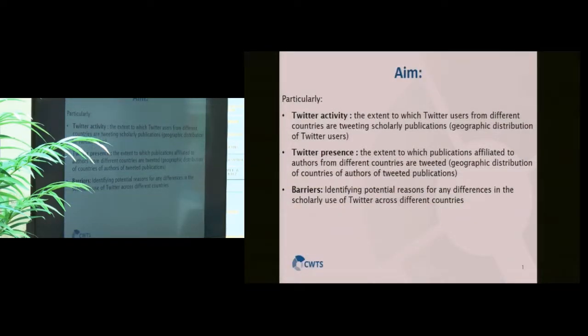So with this study, we aim to analyze both Twitter activity and Twitter presence across different countries. And with Twitter activity, we mean the extent to which Twitter users from different countries are tweeting scholarly publications. And this gives a general geographical distribution and overview of Twitter users across the world who are tweeting a scholarly publication. And with Twitter presence, we mean the extent to which publications affiliated to authors from different countries are tweeted. So this gives a general overview of authors of these tweeted publications. And we are also doing this in order to identify some potential reasons that influence this Twitter activity across different countries.